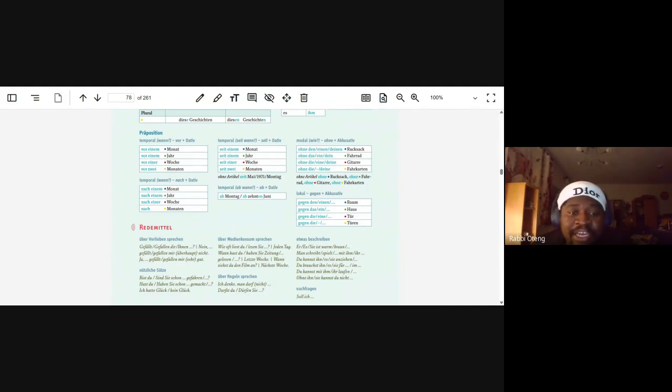So if you want to indicate from, maybe we use ab. When you say from Mondays to Fridays, "von Montag bis Freitag," from 10 o'clock to 2 p.m., "von 10 Uhr bis 2 Uhr." But then it's very common with dates. You see they use ab, like I said, ab basically means from.